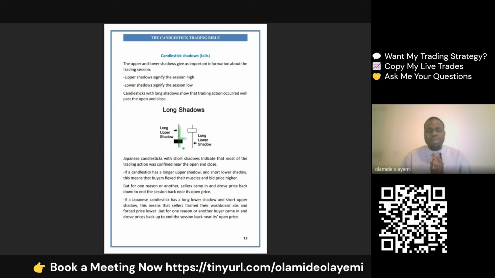But something happened when the sellers dropped the price to this level. The buyers did not have enough pressure to push the price back up. So at the end of the day, the price ended at this level. So that's what formed this kind of candlestick. It's the reverse of this.